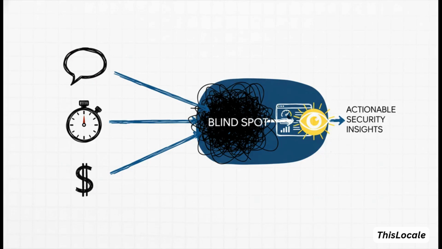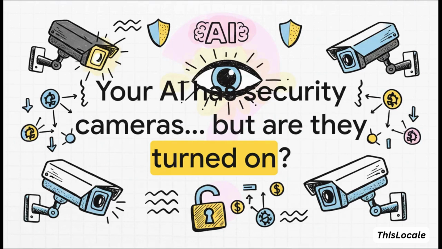So the takeaway here is really simple. These 3 pillars, prompts, rates, and costs, they are not optional. Together, they are the system that turns your dangerous AI blind spots into actionable security insights. So, we'll leave you with this final thought. Your organization has effectively installed these powerful AI security cameras all over its digital property. But the question is, have you actually turned them on?